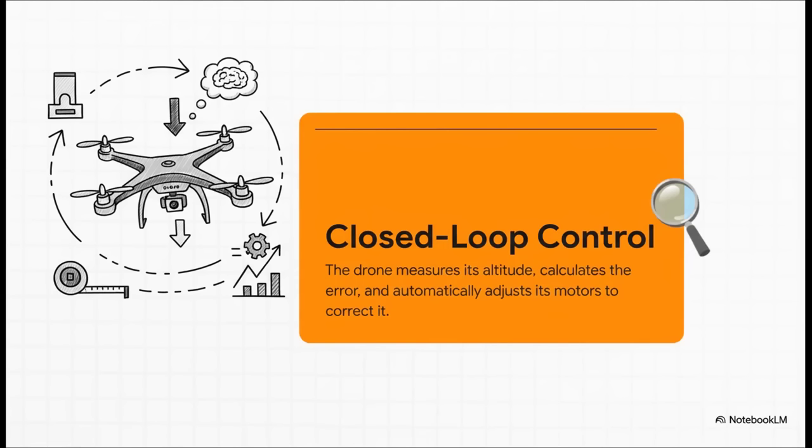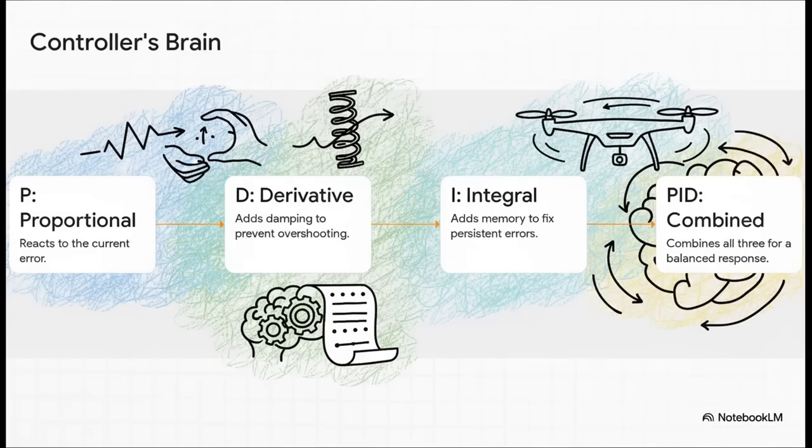It's basically thinking for itself. And the book walks us through building this brain one piece at a time. First, you have P for proportional. This is kind of the brute force part. The bigger the error, the harder it pushes back. The problem is it tends to overshoot and then wobble.